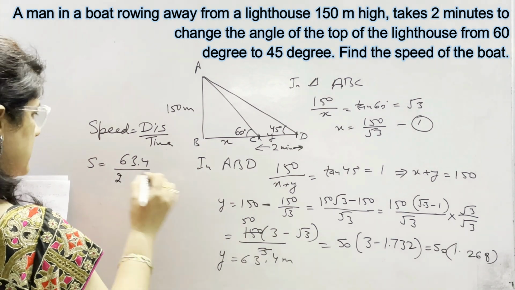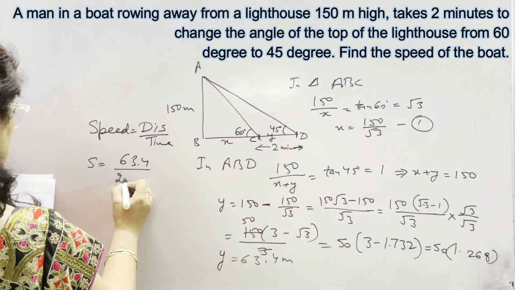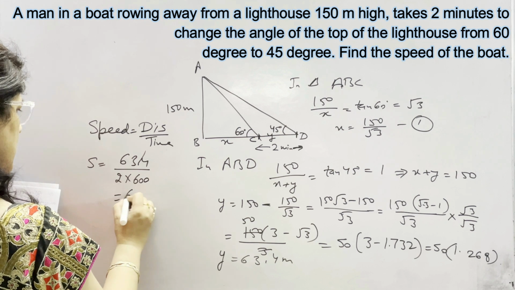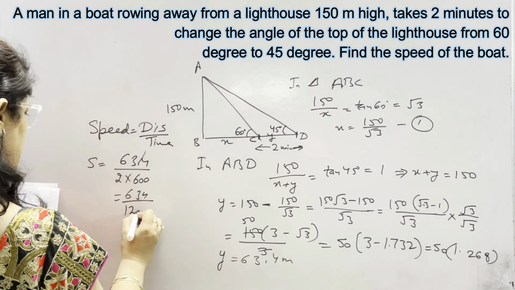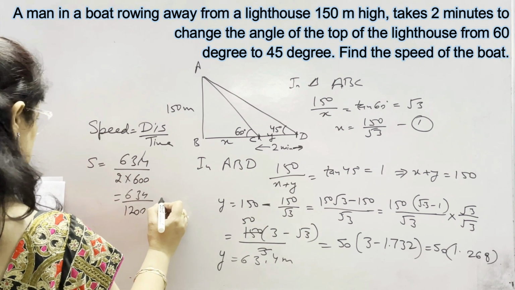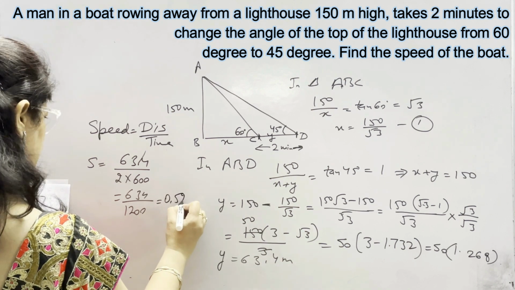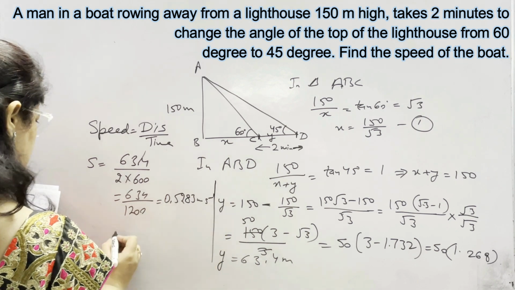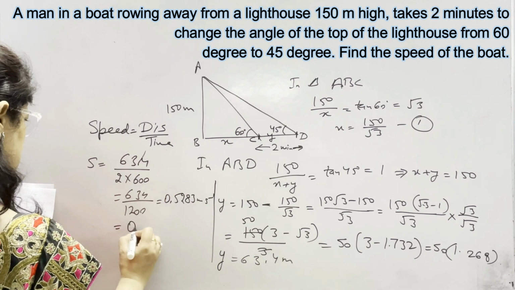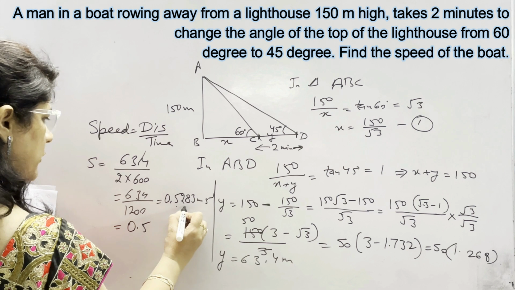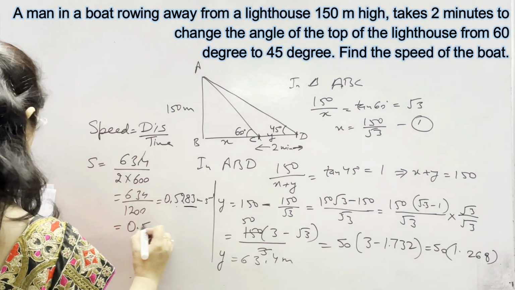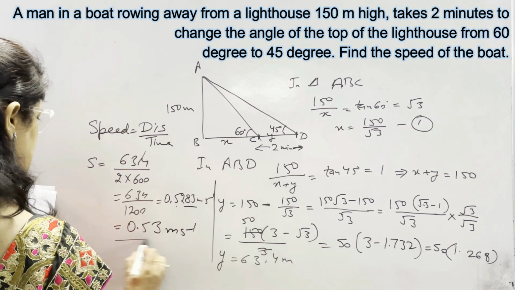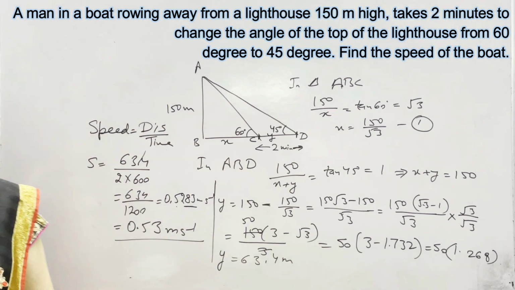But we need to calculate in second. So convert into seconds, it means 60. Cancelling this, 600. So 634 divided by 1200 and this value is 0.5283 meter per second. So approximately we can write, because it is 5283, so we can write 0.53 meter per second is the speed of the boat.